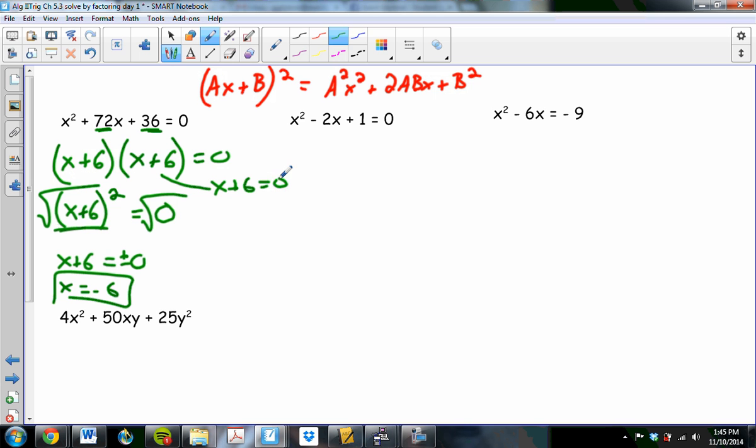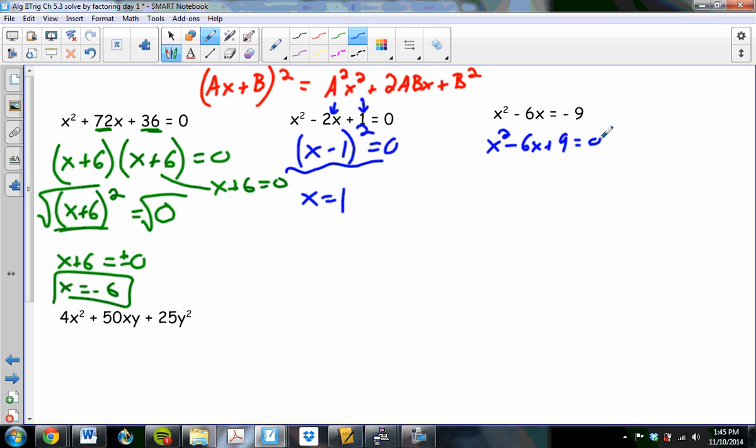So here, on this next one, this is x minus 1 squared. Because this is a perfect square, and this is 2 times that. Whenever that happens, you get this formula that you need to jump to, where x equals 1. This still only works if it's equal to 0. So add a 9 to both sides here. The square root of this number is 3. 3 times 2 is 6. This is x minus 3 squared. It can be plus or minus, doesn't matter.